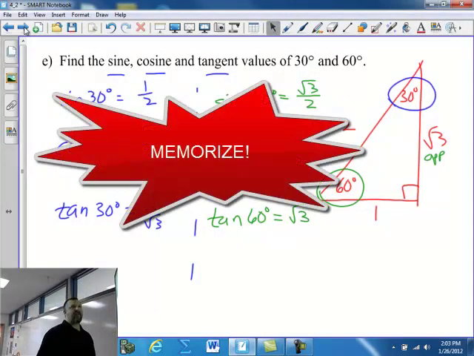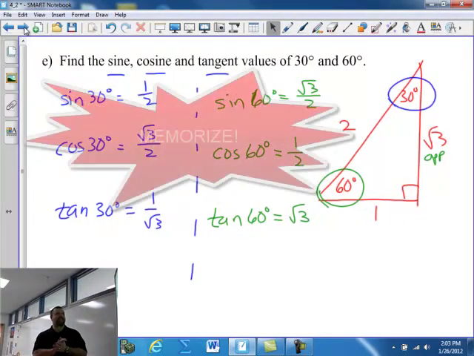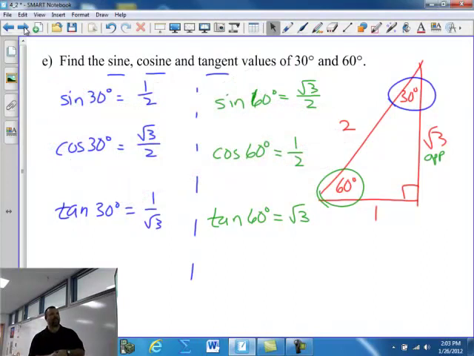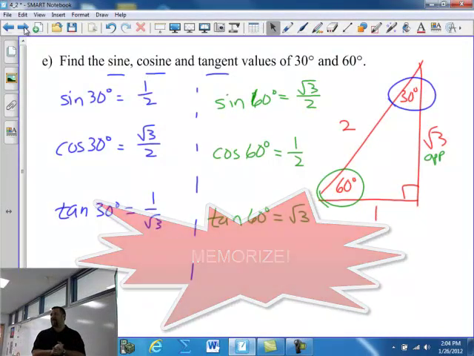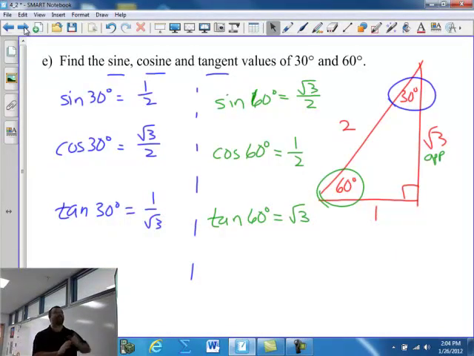All right, what are you supposed to do with those 6 things? Memorize them. You either memorize the triangle or memorize those 6 things, but you must memorize all of them. And if you don't, how hard is the rest of this chapter going to be? Really, really, really hard.